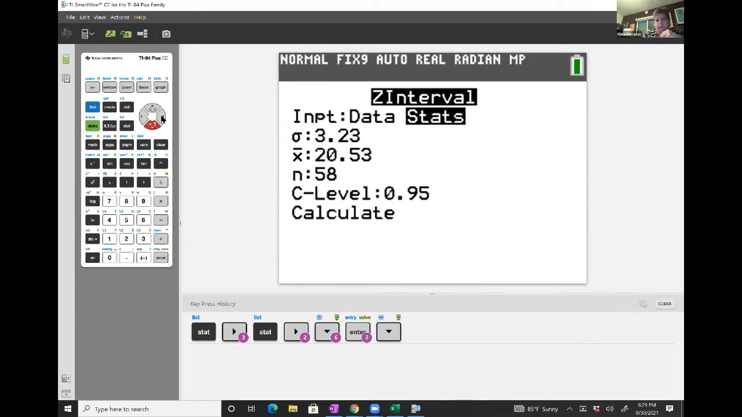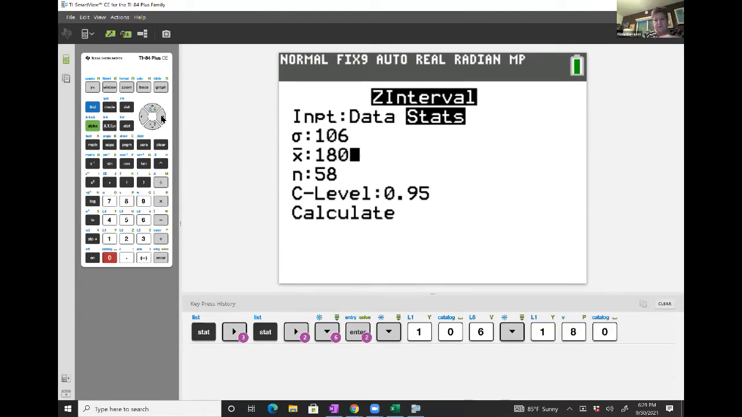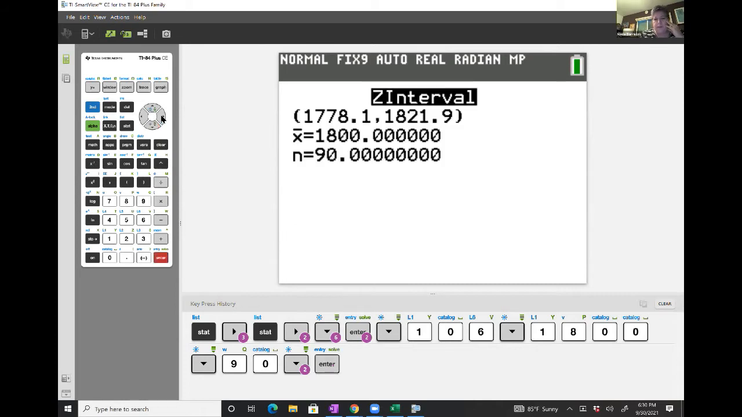For the standard deviation, we had 106, so you'll put 106. The mean that's given to us is 1800. The sample size is 90. And we want 95% confidence, so just leave it at 95. Hit calculate and look at your answer. That's ridiculous. It makes your life very easy.